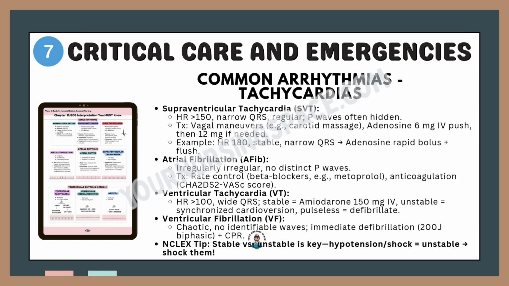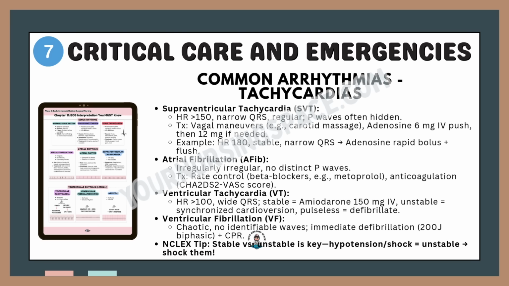All right, let's pick up the pace with tachycardias. Supraventricular tachycardia, or SVT, is a rapid rhythm, heart rate over 150, narrow QRS, and regular. Start with vagal maneuvers, like asking them to bear down, then adenosine, 6 milligrams IV push, followed by 12 milligrams if needed. Imagine a stable patient, heart rate 170, BP okay. Adenosine's your star, given fast with a saline flush.